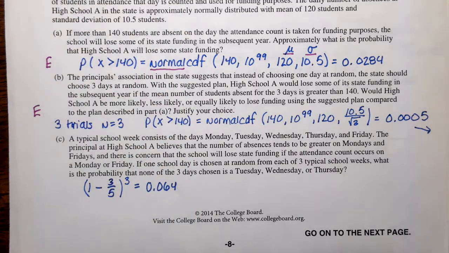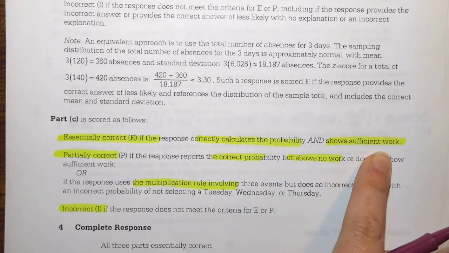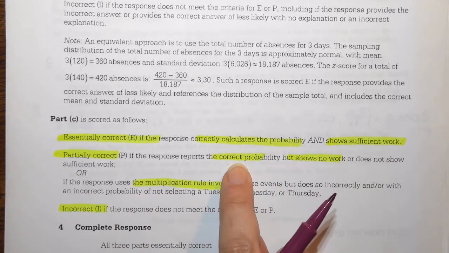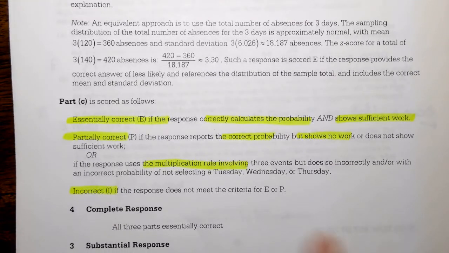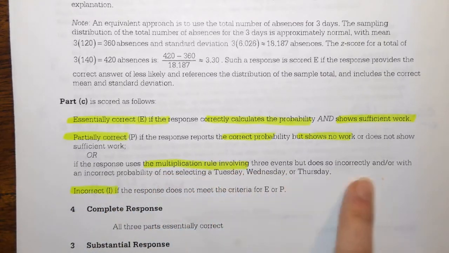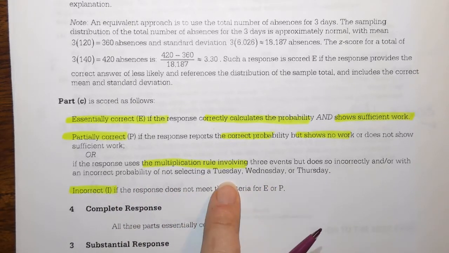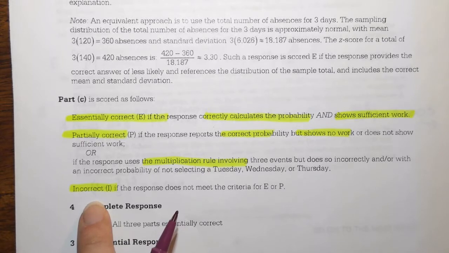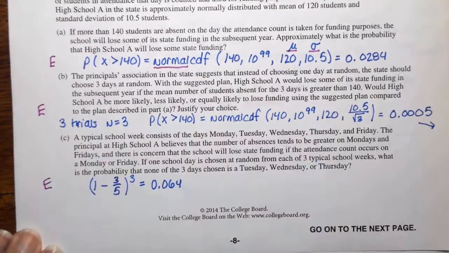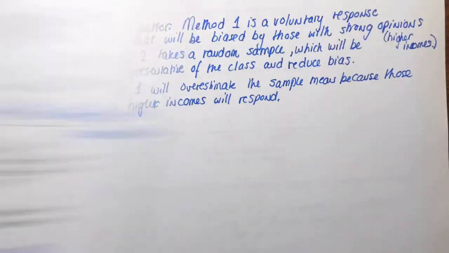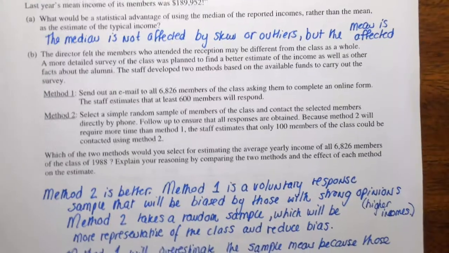Okay, and you get an E in this problem if you correctly calculate the probability and show your work, which I did. P if you get the correct probability and no work. If you use the multiplication rule and do so incorrectly, you get a P. Oh, nice. But incorrect if you have either of those. Oh, look. Okay. Question 4.